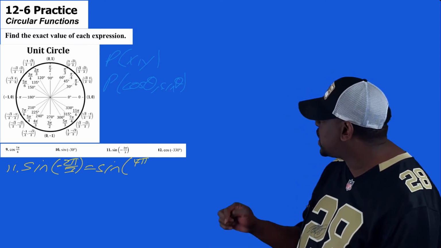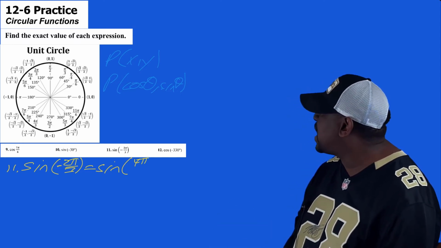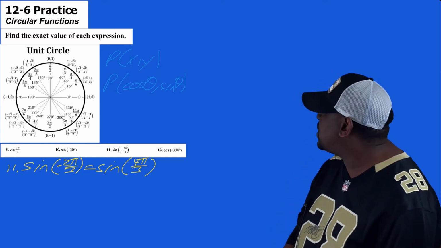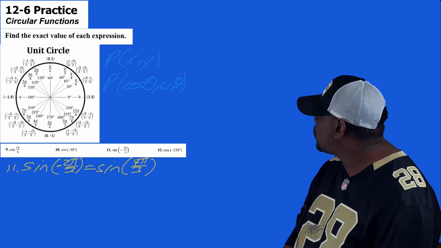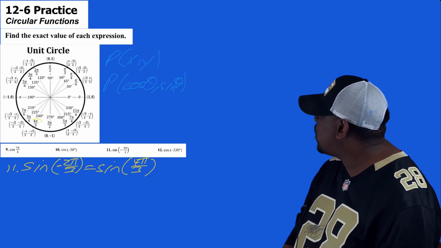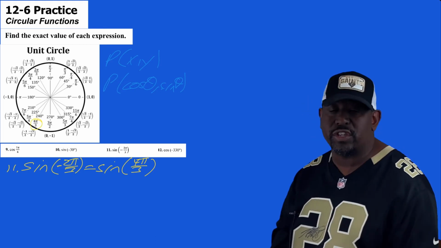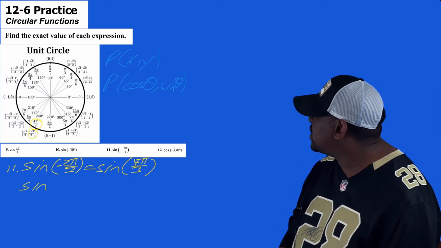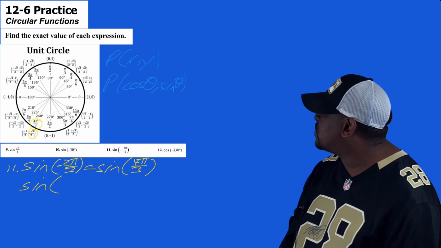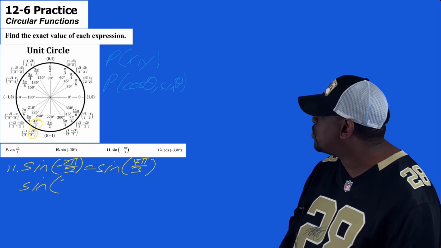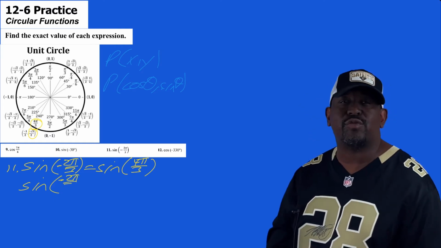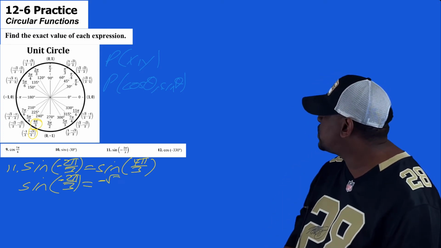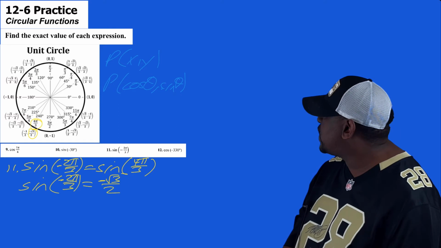So again, we rotate clockwise. Sine of negative 2 pi over 3 is the same value as sine of 4 pi over 3. So we're going to go to 4 pi over 3. We circle it on the unit circle, as you can see in yellow. And y is the sine, so our sine of negative 2 pi over 3 is the y, which is equal to negative square root of 3 over 2. And so that's our answer.